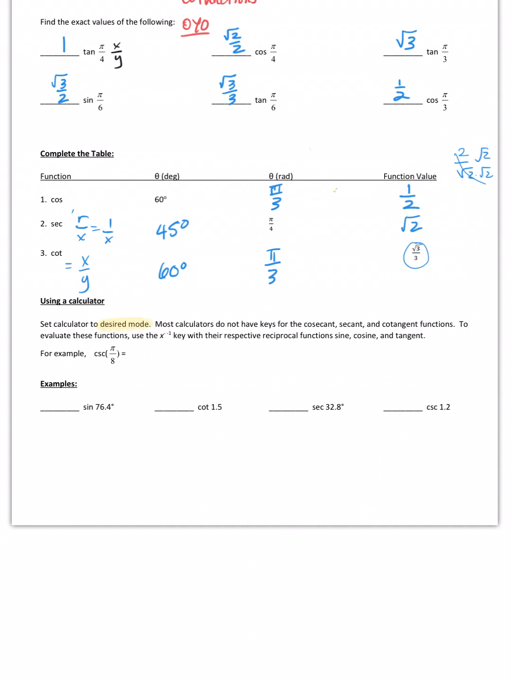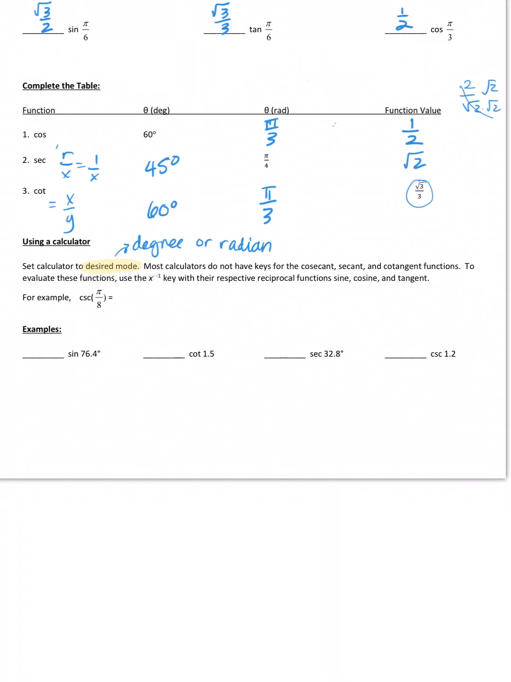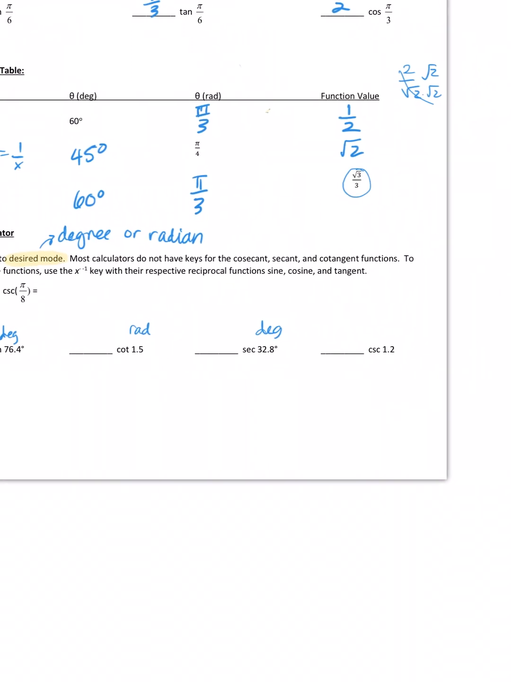Your calculator has 2 modes. It has degree mode and it has radian mode. You want to make sure you're using the correct one. Well, how do you know? Look at the questions they gave us. This one has a degree symbol, so I know I'm going to have to use degree mode. This one doesn't have a degree symbol, so I know I have to use radian mode. This one's in degree mode, and my last one is in radian mode.